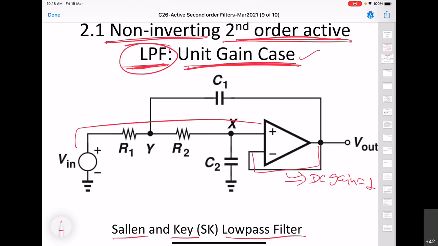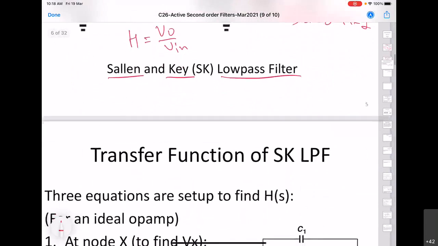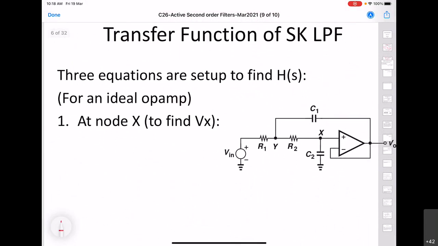The first objective for this circuit will be to find the transfer function. That means we need to find Vo by Vin. So we will have to set up a few equations. We start with finding the voltage at node X and node Y, and then we will try to relate the output with the input.